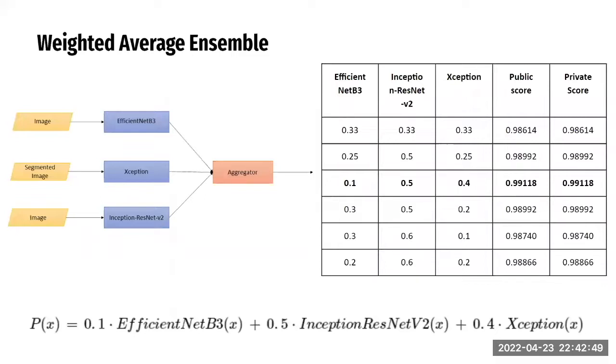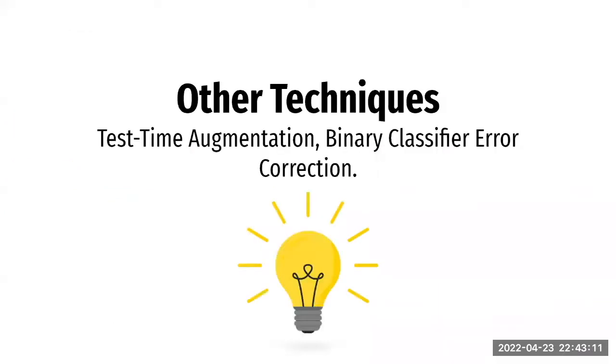The weighted average ensemble results are shown in the table on the right. As you can see, it achieves a score of 0.99118 on the leaderboard, and all of the weighted average ensembles outperform the individual classifiers involved. The equation of the final weighted average ensemble is given below. We also experimented with multiple other techniques, which we will be covering now.